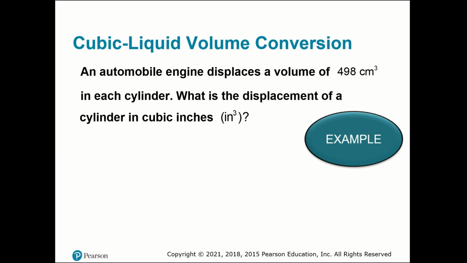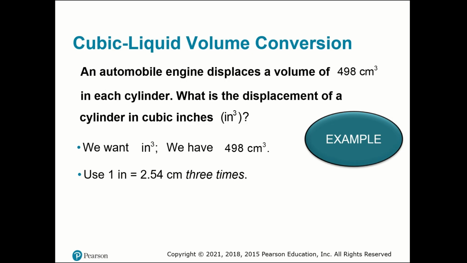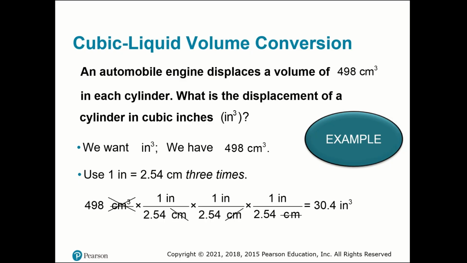Let's see this example, and I will ask you to read and try by yourself. Okay? So the problem says the car engine displays a volume of 498 cubic centimeters in each cylinder. What is the displacement of a cylinder in cubic inches? Oh, we want cubic inch, and we have 498 cubic centimeters. And the problem gives us that 1 inch is equal to 2.54 centimeters. So we're going to use this 3 times. Make our life easier. Okay?